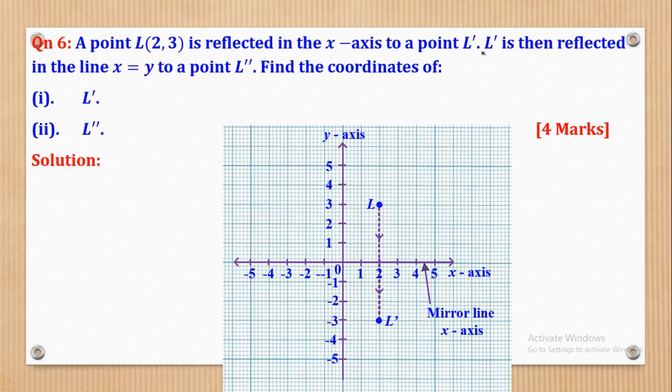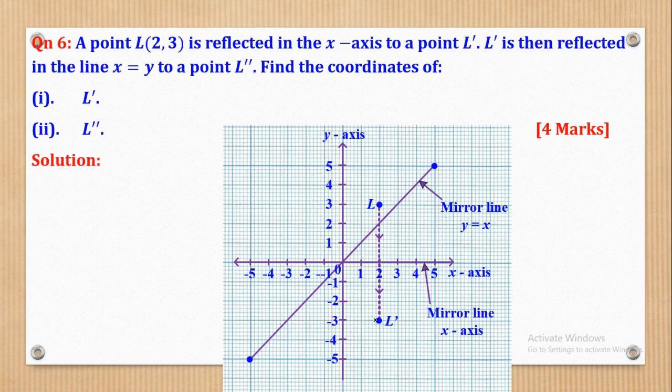Next, they told us that this L prime is also reflected by the line x equal to y. So you shall come and first plot the line x equal to y. So x equal to y means that the x value is equal to the y value. So if I use negative 5 as x, it implies that the y value will also be negative 5. That's why you put here that point. Next, if I use positive 5 as x, it implies that even the y value will be 5. So those are the 2 points, and next is to draw a line through the 2 points. So that is our mirror line, y equal to x.